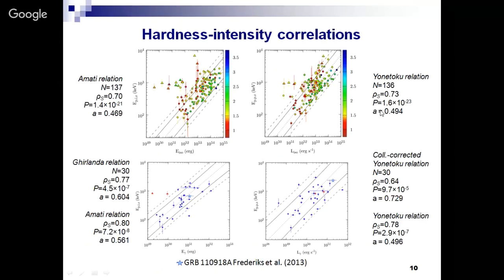The points in these figures are the type 2 gamma ray bursts, which were used for the analysis, and the type 1 bursts are shown just for information. Next, we studied the collimation corrected relation, that is the Ghirlanda relation, and the collimation corrected Yonetoku relation, and for the same sample of only the bursts with jet break times, we studied Yonetoku and Amati relation. As can be seen, the correction for the collimation does not improve the correlation for our sample.